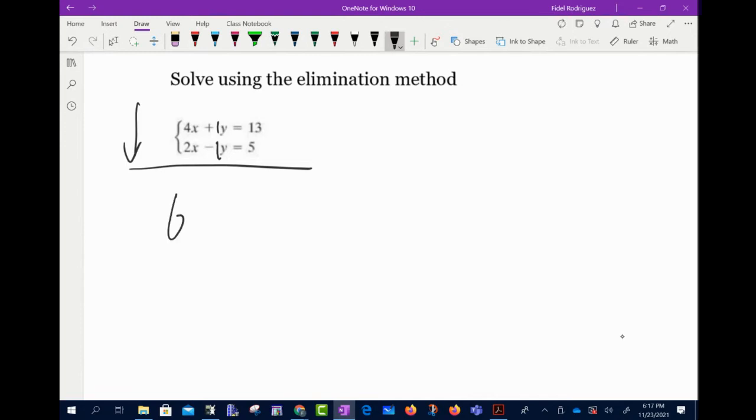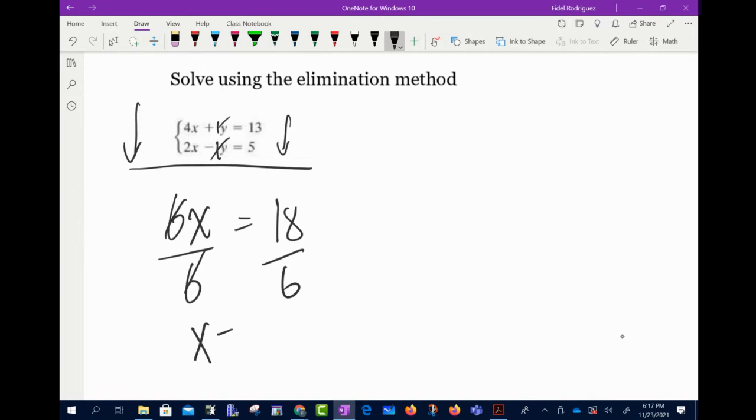So 4x and 2x is going to leave me with a 6x. Now, when we add straight down, those y's are going to cancel out. And when we add straight down over here, 13 and 5 is going to leave me with an 18. So now I just have the equation 6x equals 18. So we can divide everything by 6, and I'm coming up with x is equal to 3.